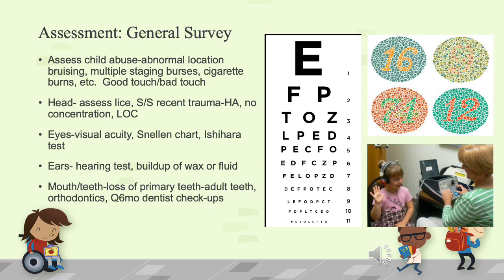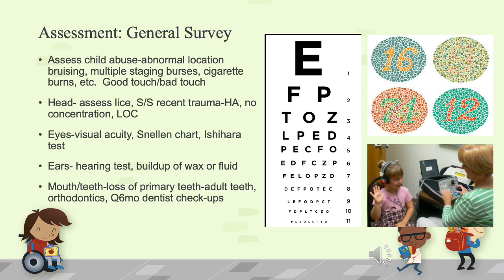In addition to that lovely topic, the assessment should include any signs and symptoms of recent trauma, such as headache or the inability to concentrate, any recent loss of consciousness. On to eyes, the typical screenings for this age group include visual acuity, or the Snellen chart that you'll see with the E on the top of the picture and go down to assess both their near and distant sight.